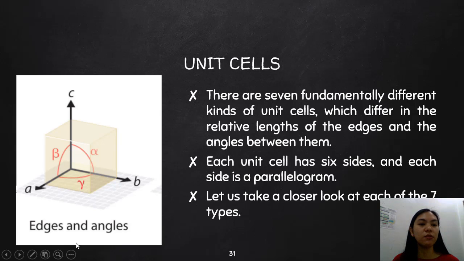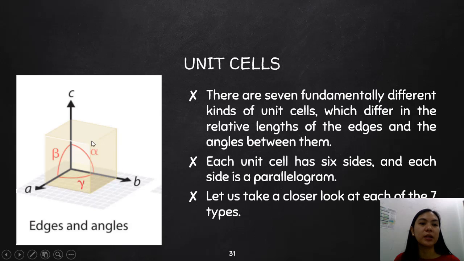So, if you take a look at the figure here, di ba, you have your y-axis represented by your letter C, your z-axis, ito ba yung z? Yeah, well, kunyari na lang. That's your z-axis represented by your A, and your x-axis represented by your B. So, kumbaga yung sides are represented by your edges A, B, and C.